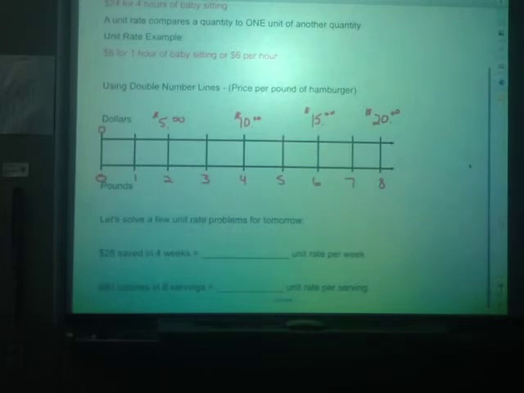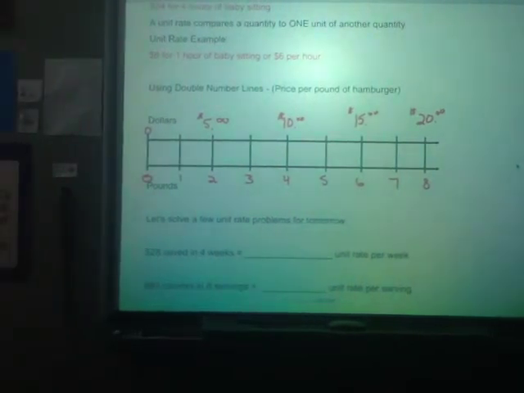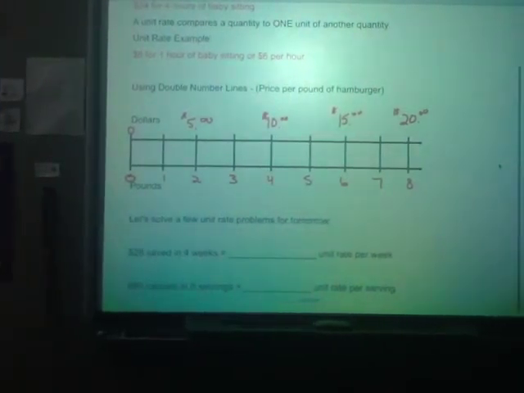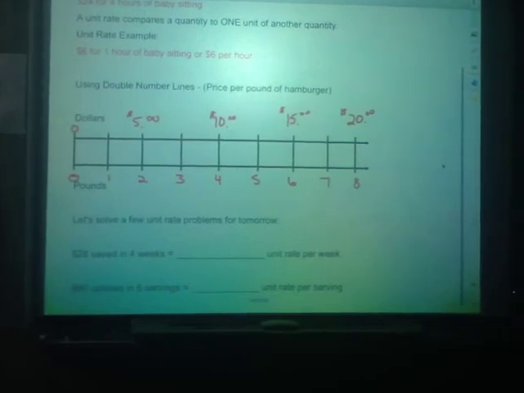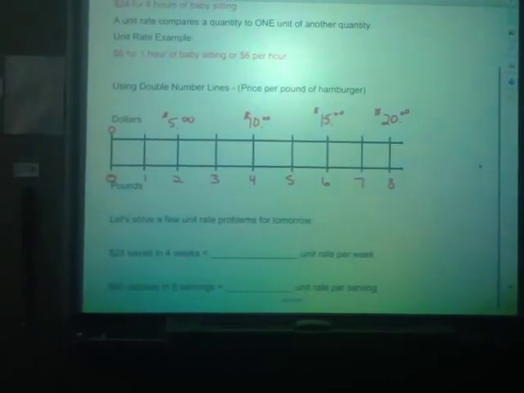So down below, I want you to solve these two problems for tomorrow and then bring them in your math notebook. If I saved $28 in 4 weeks, what would my unit rate per week be? How much did I save per week? And the second one, if I had 880 calories in 8 servings of some lovely snack that I love to eat, what would my unit rate per serving be?